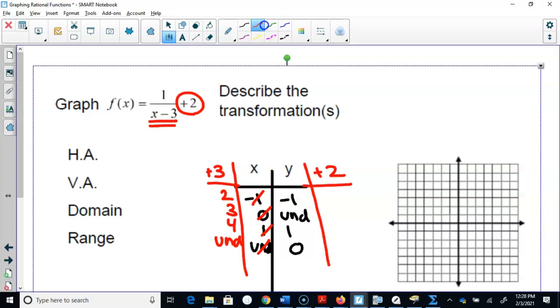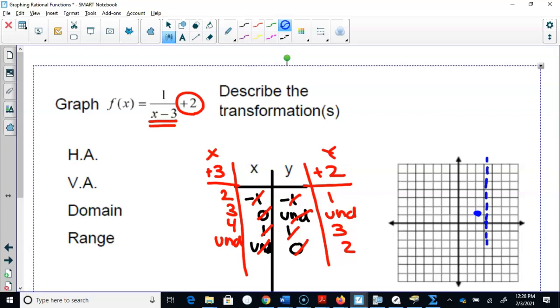Negative 1 plus 2 is 1. Undefined plus 2 is still undefined. 1 plus 2 is 3. And 0 plus 2 is 2. Next, I'm going to plot my points. When x right here is 2, y is 1. When x is 3, y is undefined. 1, 2, 3. Here x is 3, y is undefined.